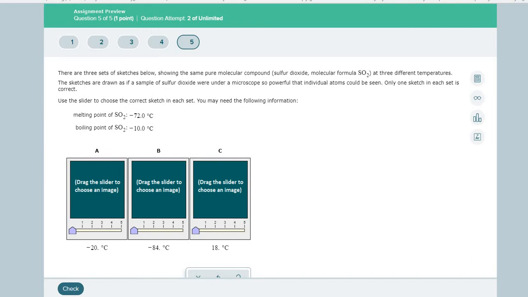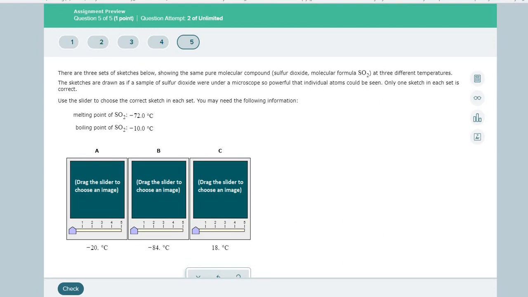So the melting point of sulfur dioxide is minus 72 degrees C. That means if it's colder than that, it's going to be a solid. If it's warmer than that, in between minus 72 and minus 10, then that's going to be a liquid. And finally, the boiling point of sulfur dioxide is minus 10 degrees C. And so above that, it's going to be in a gaseous form.